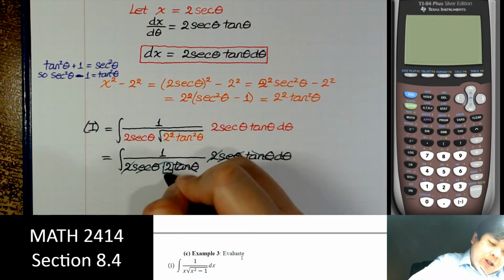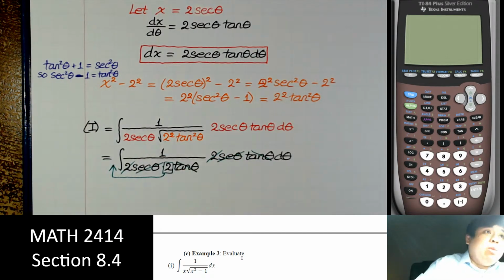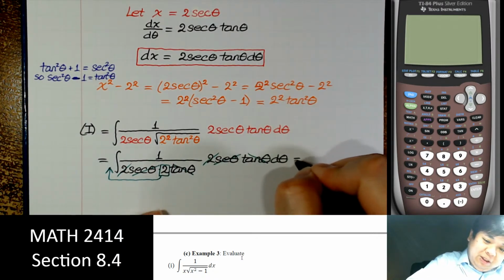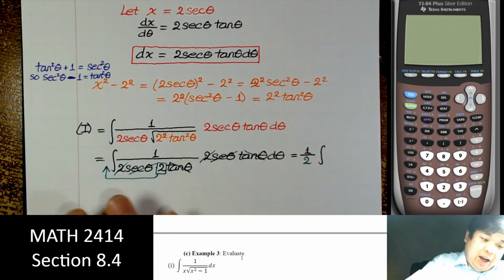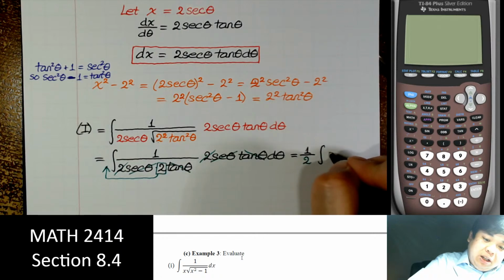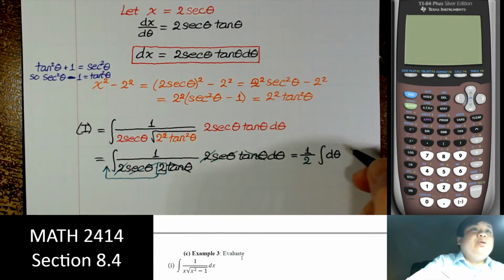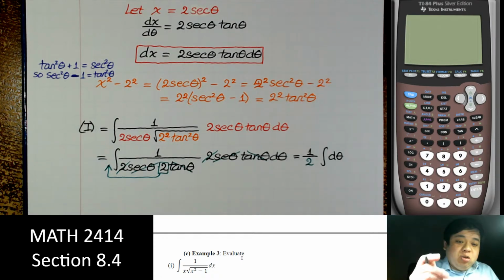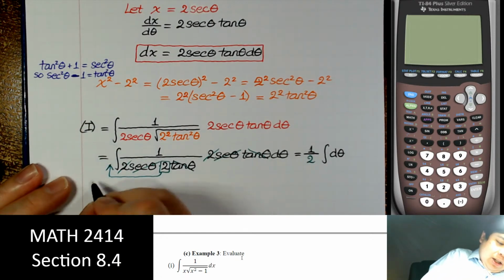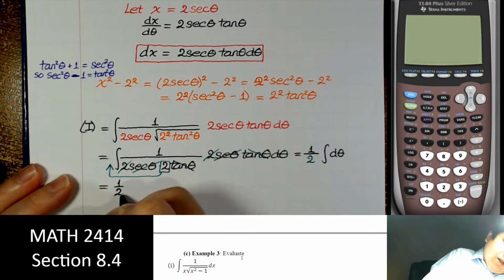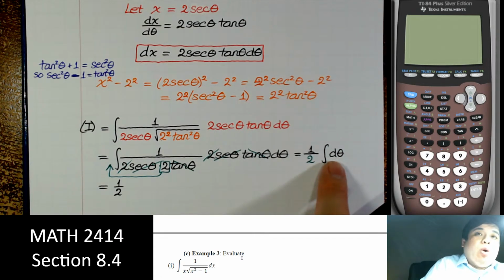So the 2 constant can be moved outside. Still at the bottom though. And everything can sort out completely. So this problem turned out to be very nice. Not even any trig function. Will be just that. Right? So the integral of d theta, or the integral of 1, is going to be theta.